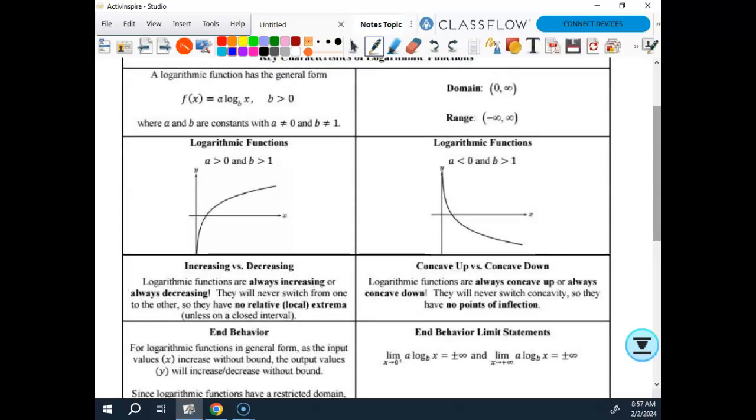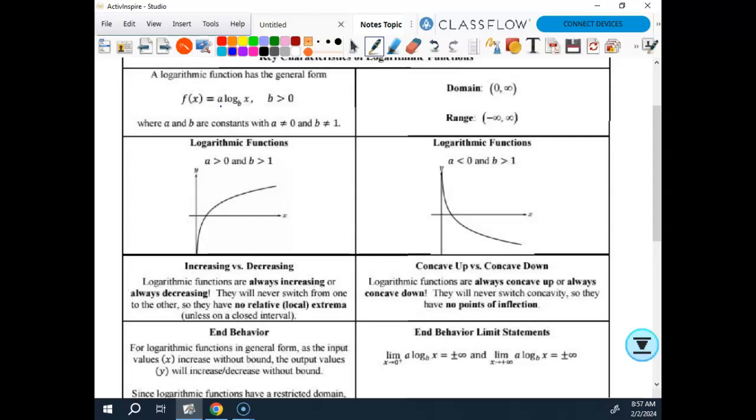We looked at this general form right here yesterday that included the A, even though we hadn't really graphed anything with an A yet. We're going to look at that today, along with some other transformations. It says B has to be greater than 0. So my base can't be 0 and my base can't be a negative number. Doesn't work that way. And then we know what our domain and range is for our parent function.